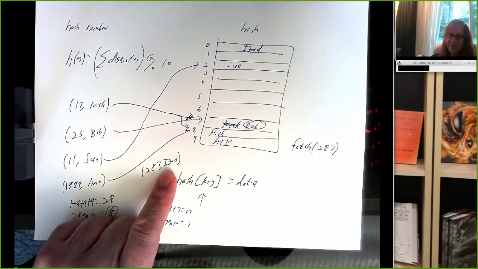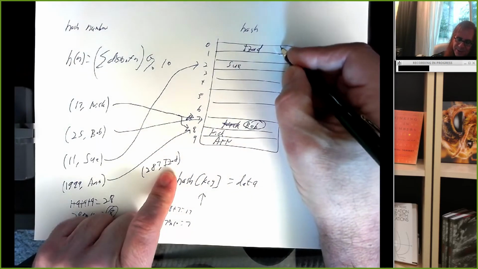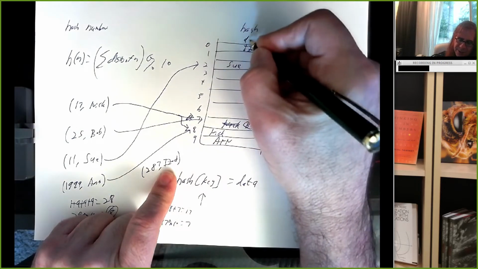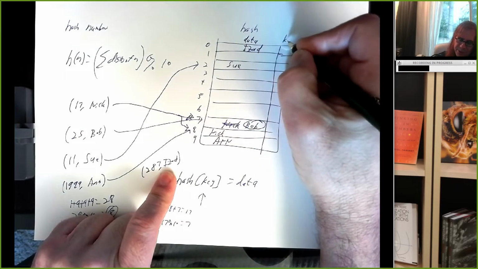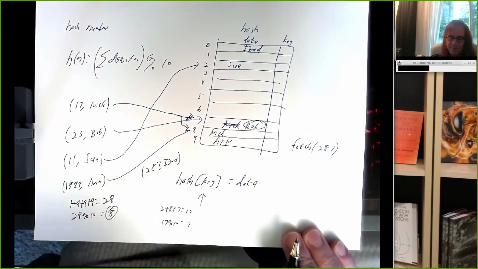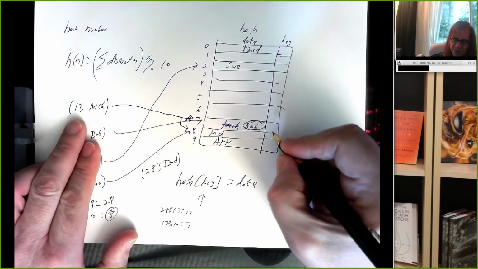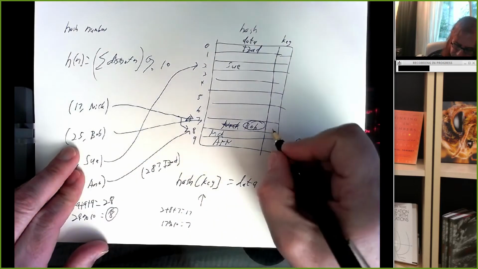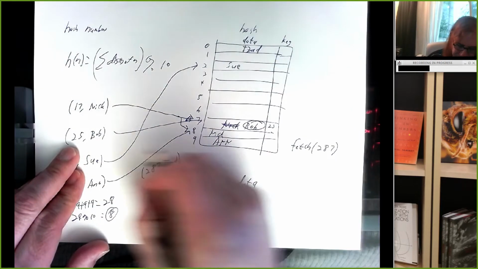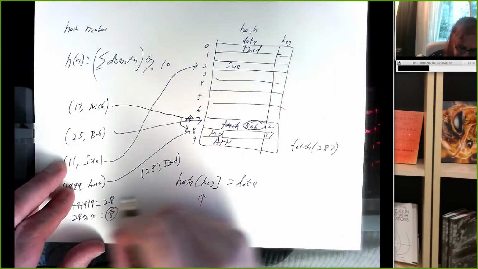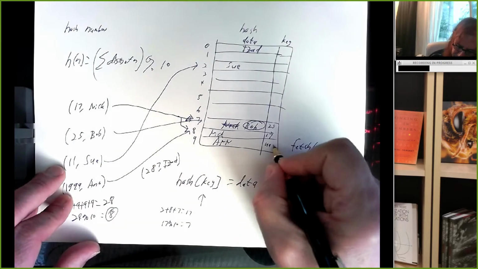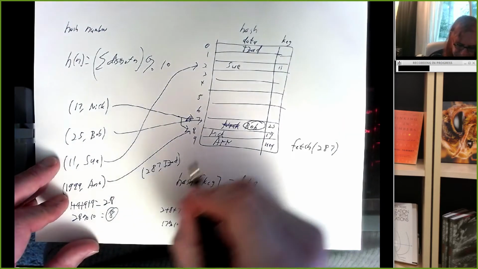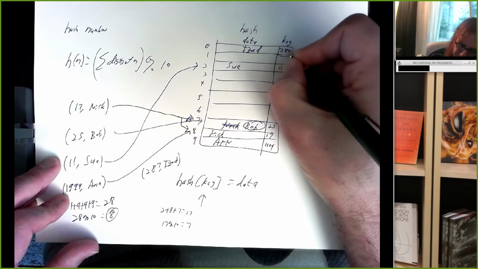So we need to add some additional structure to our array to not only store the data, but store the key associated with it. So when we store Nick, we started off with Bob. When we store Bob, we'll store the key we used for that. When we store Nick, we'll store the key for that. Ann was 1999. Sue was 11. And Izod was 287.